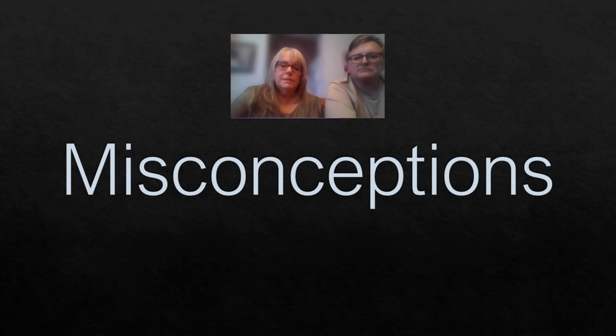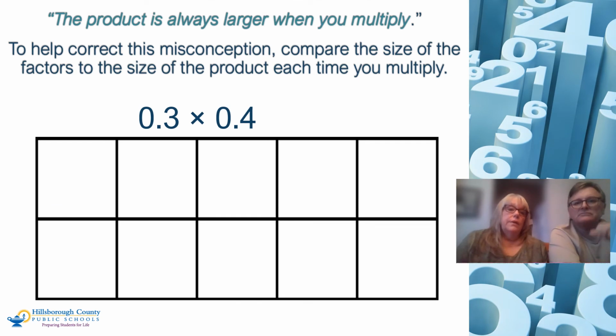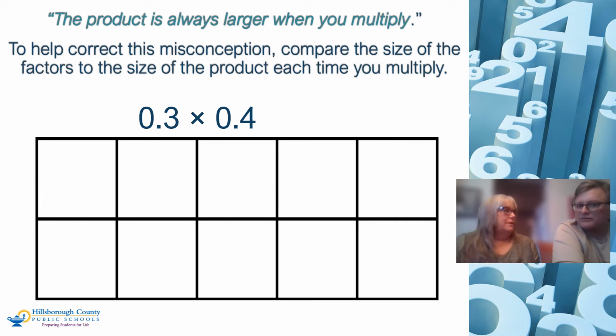Some of the misconceptions that can occur with multiplying decimals: thinking that the product is always larger when you multiply. Well, that's what I just said a moment ago: I'm taking a part of a part, so it should be a smaller piece. The product is going to be smaller than both factors.